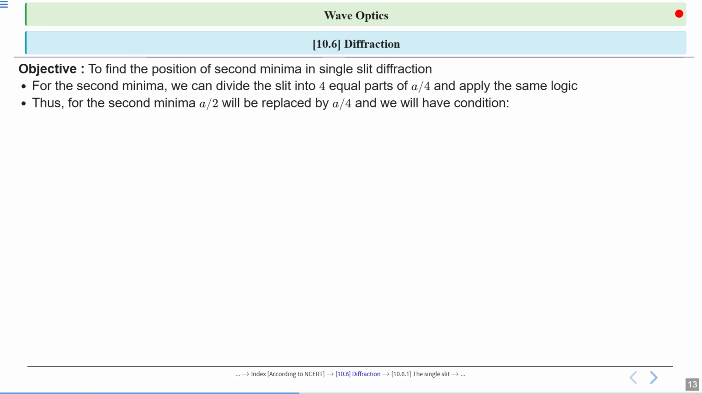So for the second minima, we replace a upon 2 with a upon 4 in our calculations. This substitution is key because it changes the conditions under which the minima occurs. By adjusting the slit size, we can predict where the light intensity will be at its lowest.